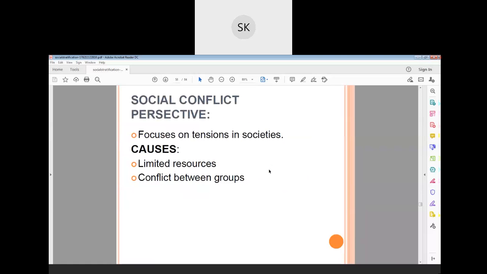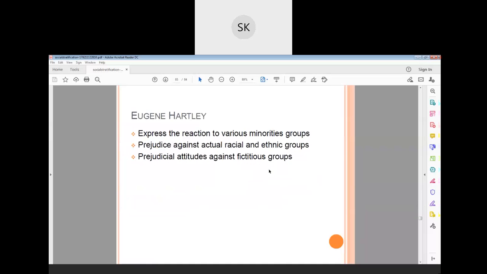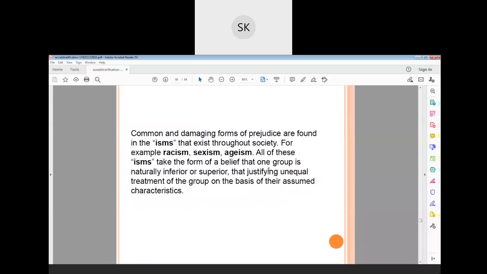And the social conflict perspective, I don't know if it can be finished now. According to stratification, it is going long. It is going long. Okay, we'll see that in the next class, my dear.